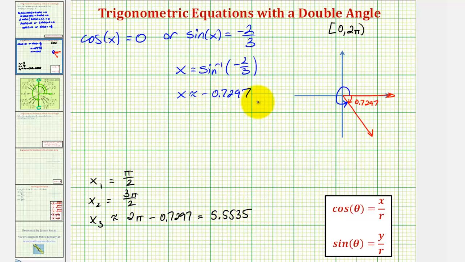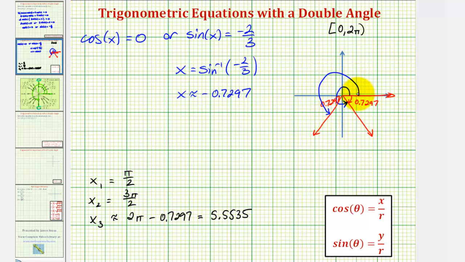But since sine theta is equal to y over r, and y is also negative in the third quadrant here, if we sketch the same reference angle in the third quadrant, we can find another solution in this interval. So the angle that terminates here with the same reference angle would have the same sine function value. And this angle would be this angle here.